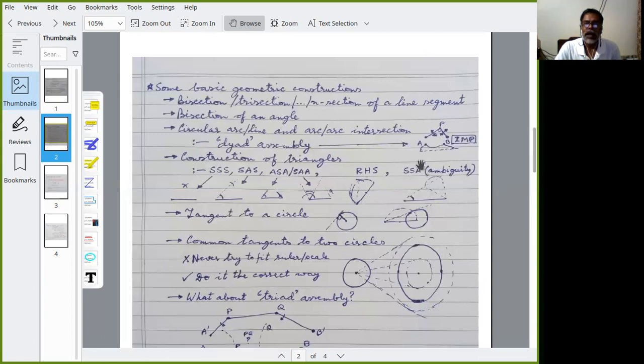SSA you do not have as a congruence. Two sides and a non-included angle. For that, a congruence rule is not there because there is an ambiguity. For example, say this side is given and this side is given, BC is given, AC is given, and angle C is not given, but angle B is given.